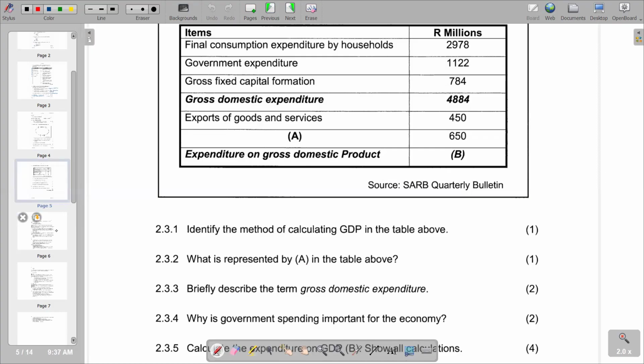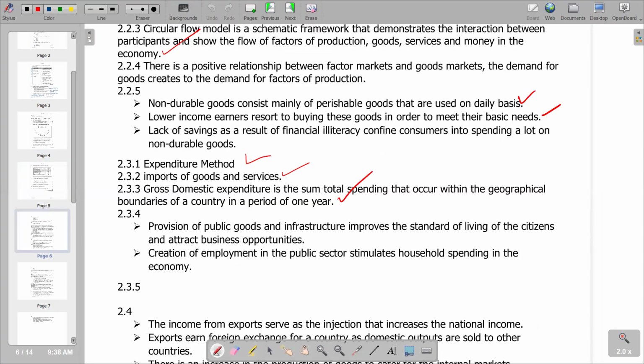So government spending basically is the government expenditure. So obviously it is important to build, for example, the infrastructure in the country, because infrastructure in the country is built using the government expenditure. So very important in terms of improving even the standard of living of people in the country. So we go there and try to see the explanations that we have. It reads that provision of public goods and infrastructure improves the standard of living of the citizens and attracts business opportunities. So it also attracts business opportunities.